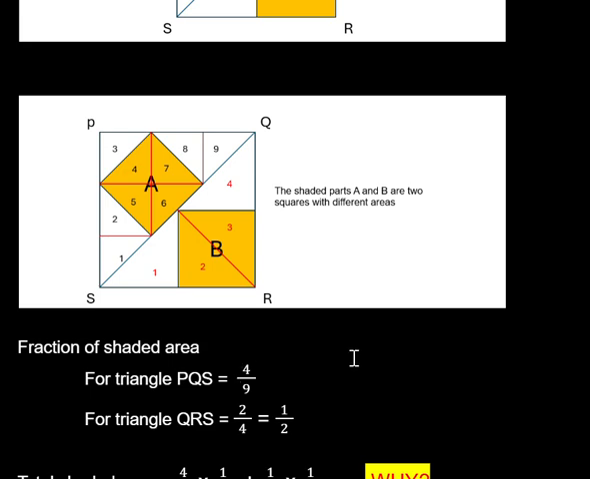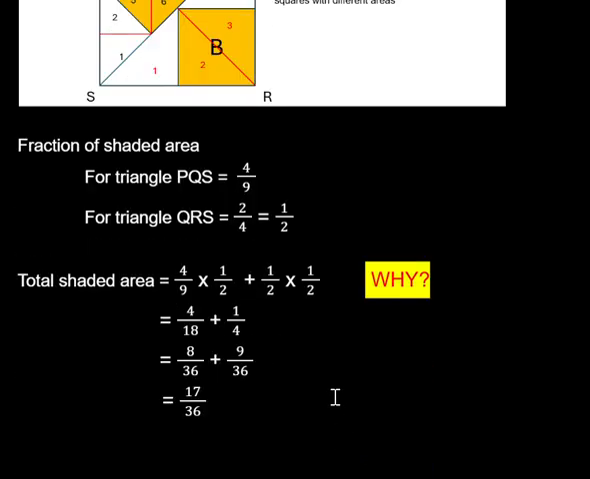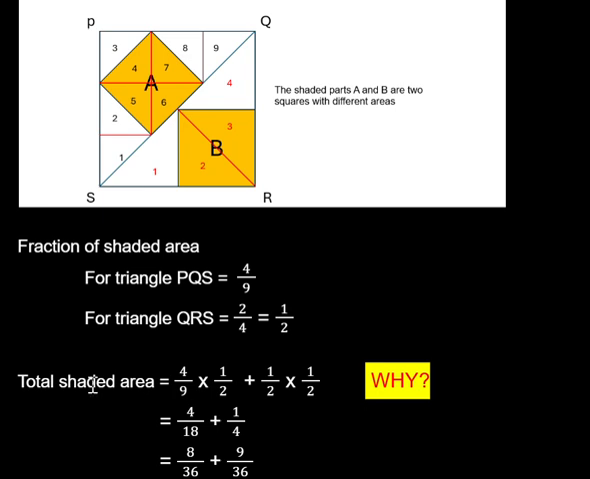Now you know that the upper triangle is 4/9 shaded, and the lower triangle is half shaded. So what is the total area that's shaded? The total area shaded is 4 over 9 times half plus half times half. The question is why? I think a lot of the solutions posted on Facebook just show you the formula but do not explain why. I will share with you why later.